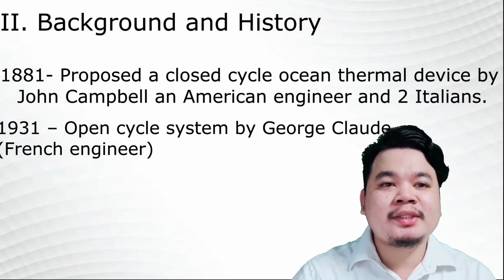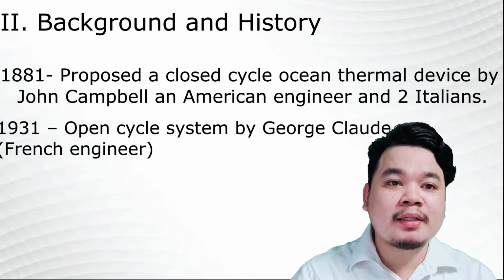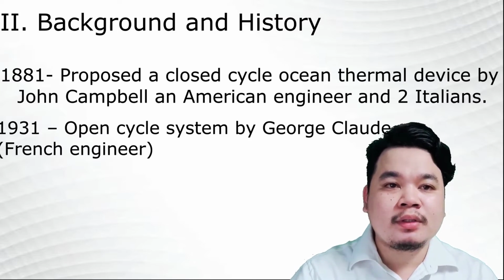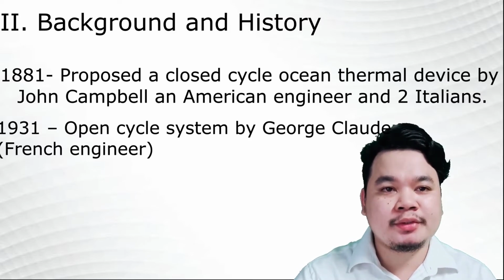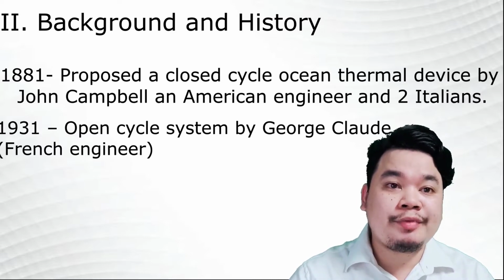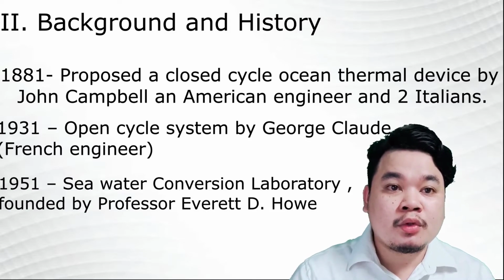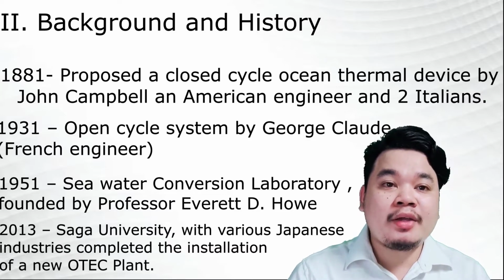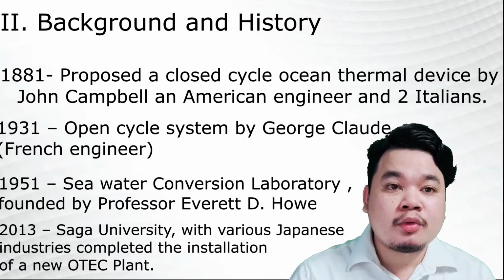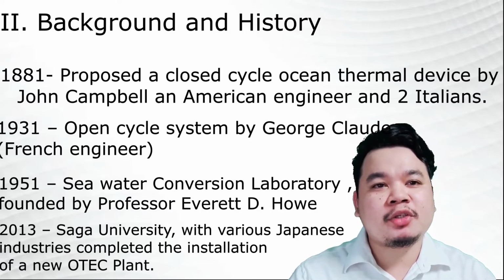In 1931, the open cycle system was developed by George Claude, a French engineer. His 1 meter diameter turbine generated 60 kilowatts at 5,000 rounds per minute with a total ocean thermal difference of 20 degrees Celsius. His principle was that the ocean surface water itself evaporates and drives the turbine, the seawater itself. In 1951, the Seawater Conversion Laboratory was founded by Professor Everett D. Ho. In 2013, Saga University, with various Japanese industries, completed the new installation of an OTEC plant. And that's the brief history of ocean thermal energy conversion.